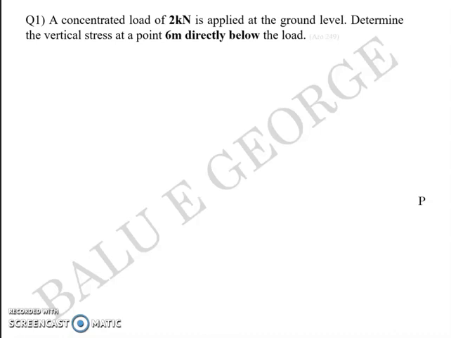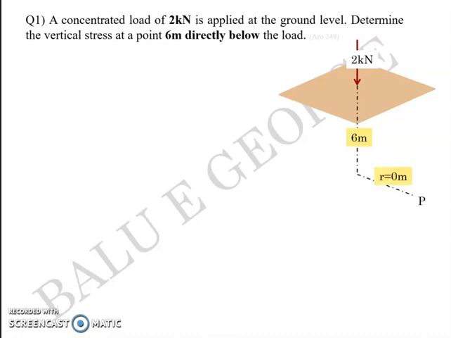portion. The first question: you have a concentrated load of 2 kN applied on the ground level, and you're asked to determine the vertical stress at a point 6 meters directly below the load, which means it's something related to a point load, right? You have the ground level there and you have the point load, which is 2 kN, and the point of our interest is 6 meters below the point of application on the ground level, and since it's directly below the load, radius r turns out to be 0, right?